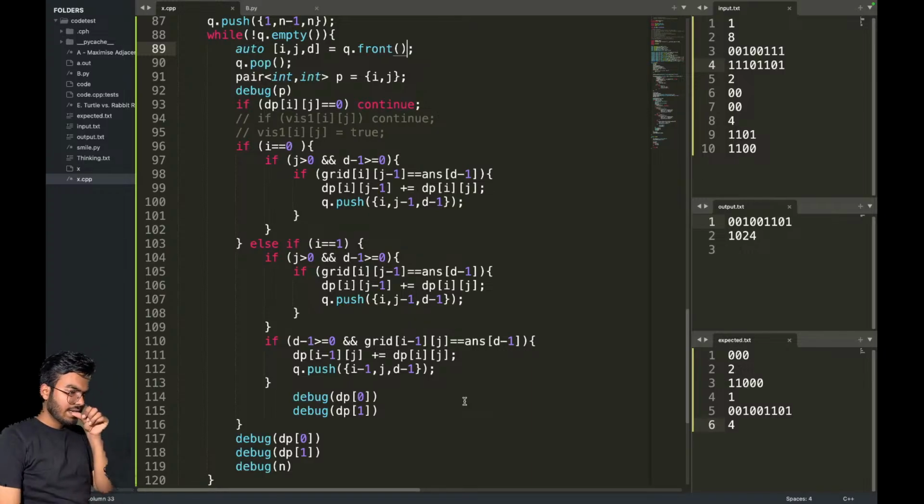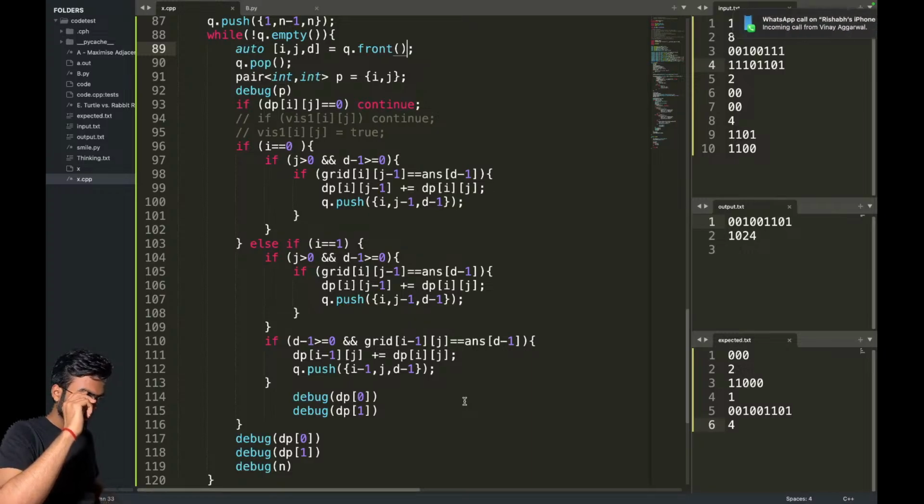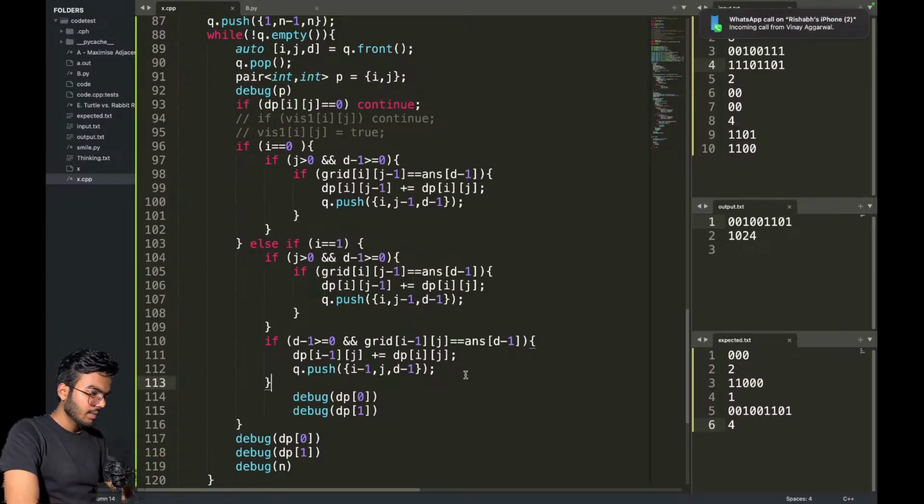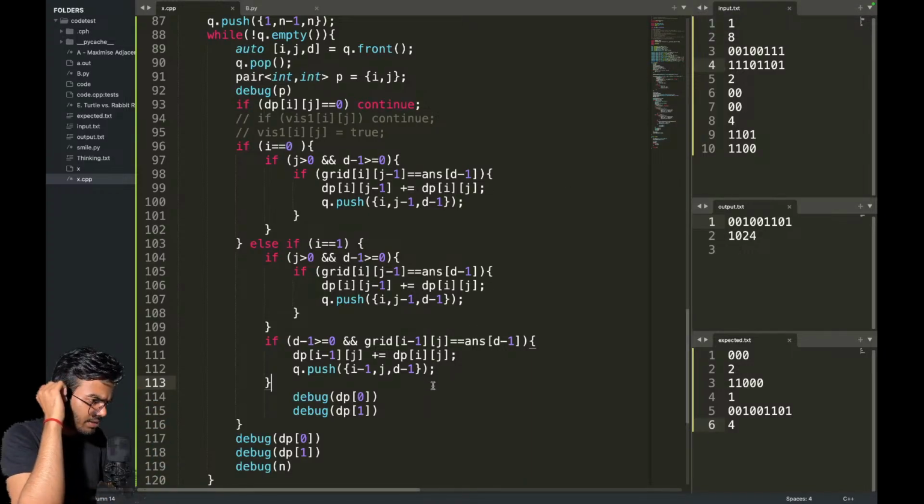So we do have answer of d minus 1 and dp of I minus 1 j plus equals to dp of ij. Why are we getting wrong answer? Can't accept the call during the live stream. Okay, so dp of I minus 1 j plus equals to dp of ij, q dot push I minus 1 j. This is correct.